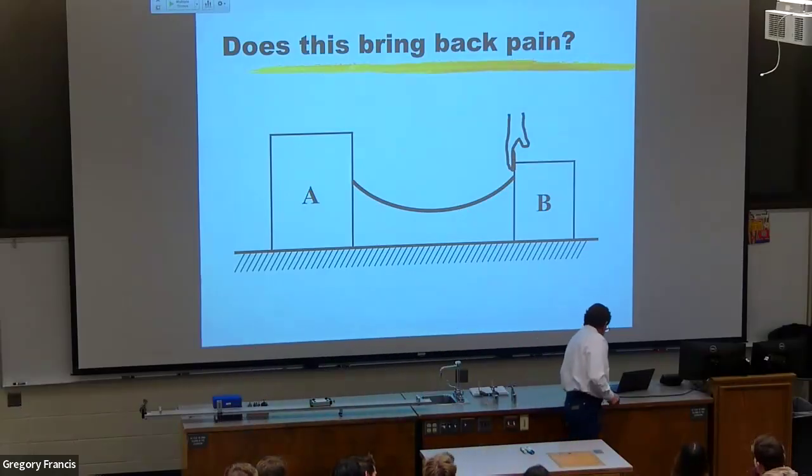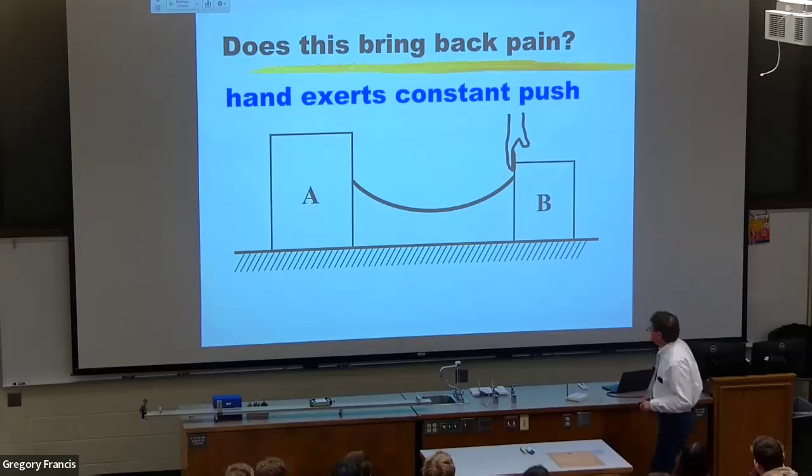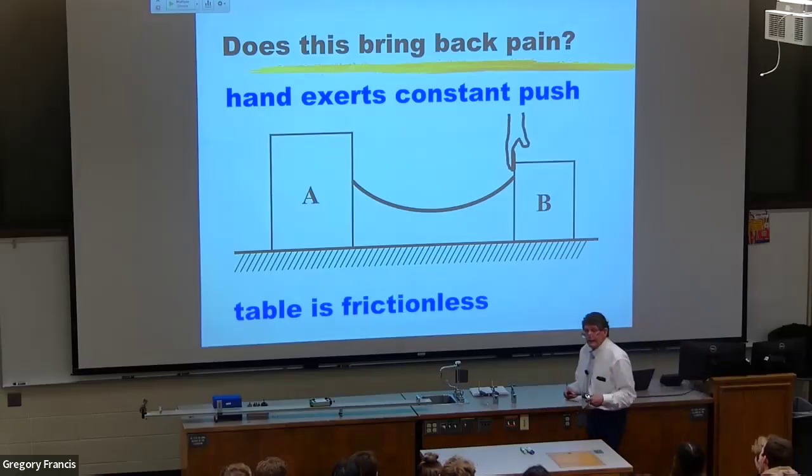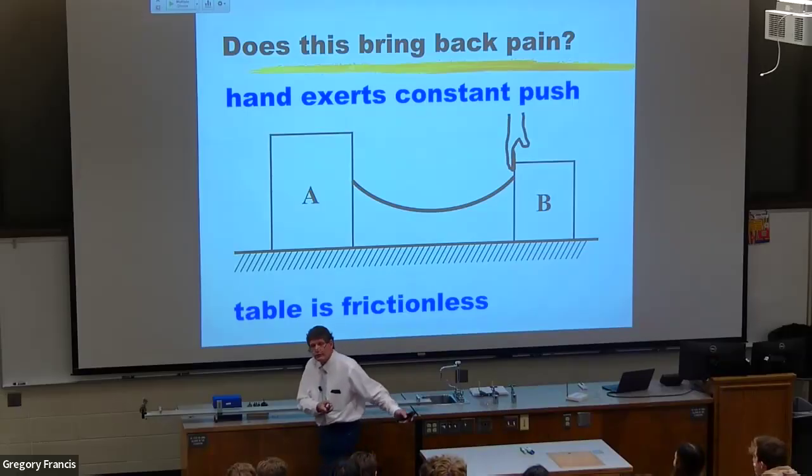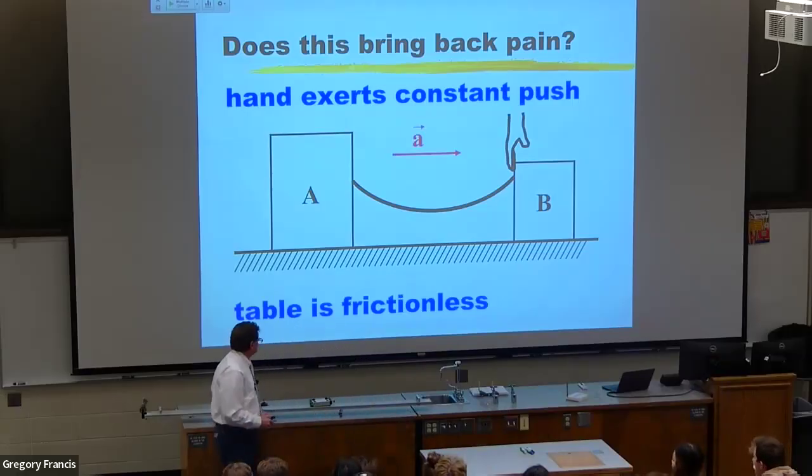You remember that this hand was pushing with a constant push, always the same. And the table was frictionless. And we have enough experience with frictionless tables that we know if we push, it's going to accelerate. And so everything's accelerating to the right. And I'm going to put a number to that. Let's say that's 3 meters per second squared, just so that we've got a number there.